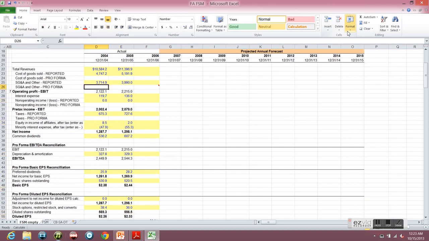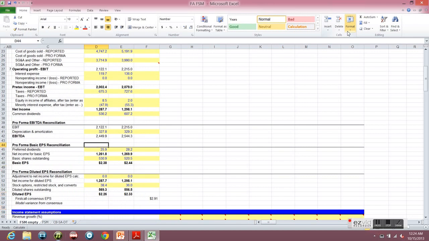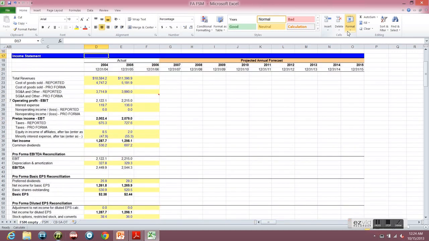Once we have figured out our income statement, we'll move down more into calculation-based things, and we'll be moving away from the income statement. For example, we have pro forma EBITDA reconciliation. We're going to get our EBIT, which is gotten from here. So what we do is take equals, go all the way up here to our EBIT, and press OK. Now, you see over here, depreciation and amortization.